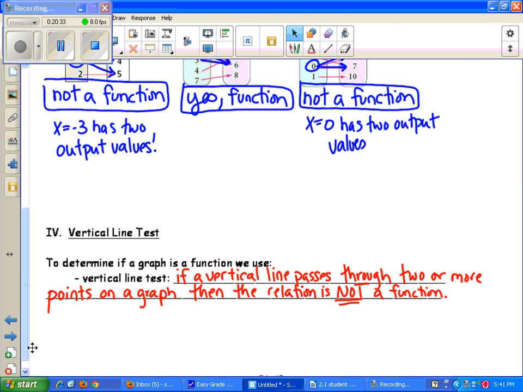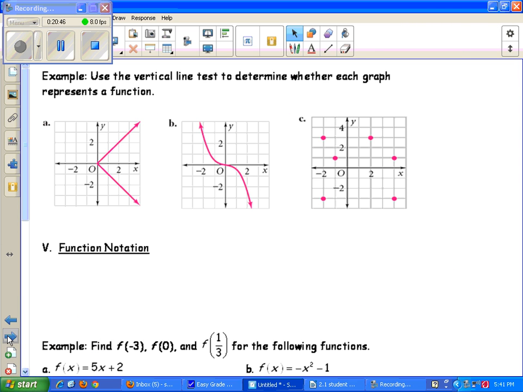Sometimes, if you remember from algebra, you might have heard this being called the pencil test. I'll explain why that is in just a second. So let's look at some examples. We're going to use the vertical line test to determine whether each graph represents a function.